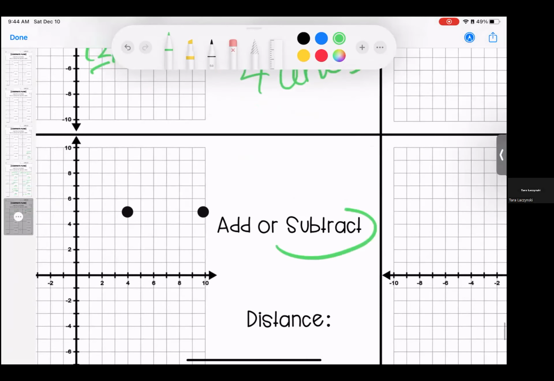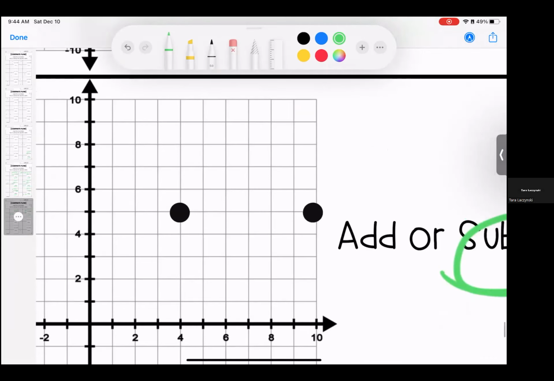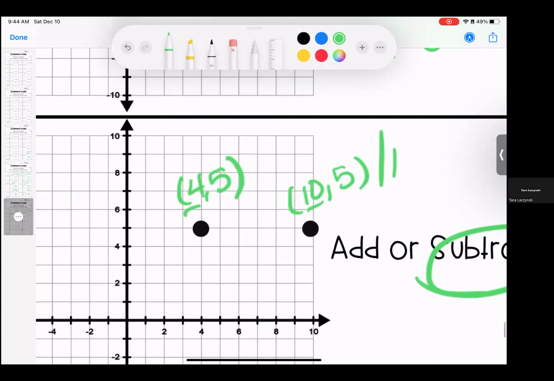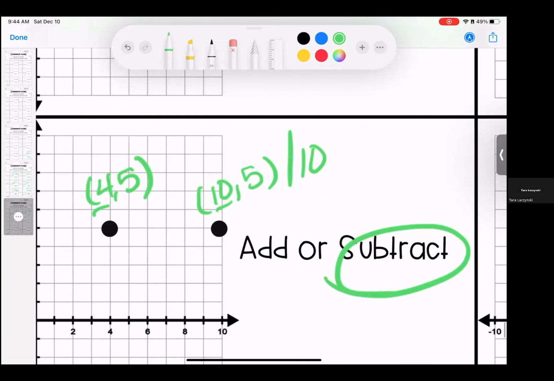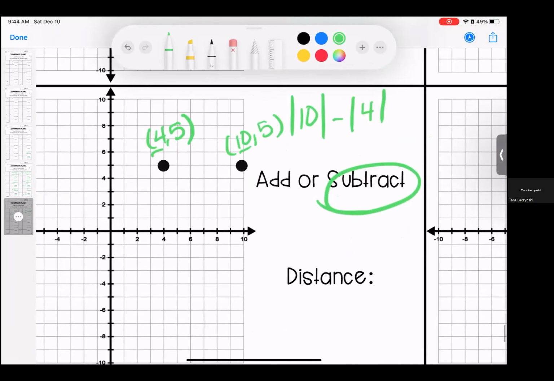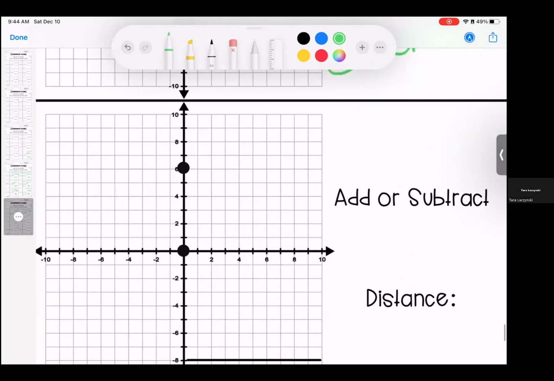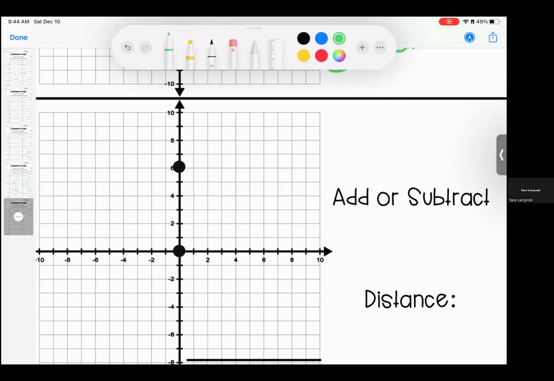Down here, same subtract. We have an x of 4 and a y of 5, an x of 10 and a y of 5, looking at the difference between the absolute value of 10 and the absolute value of 4. This gives us a distance of 6 units. 6 units.